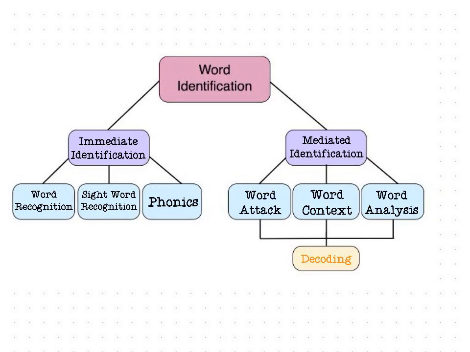Skills that are required for mediated identification are word attack, word context, and word analysis. These three skills make up the skill of decoding. So when we ask boys and girls to decode the words on the page, it means to figure out what the word is, almost like it's a puzzle. They're decoding the words, and to do this, they have to use word attack skills, word context skills, and word analysis skills. Now, what are each of these skills?